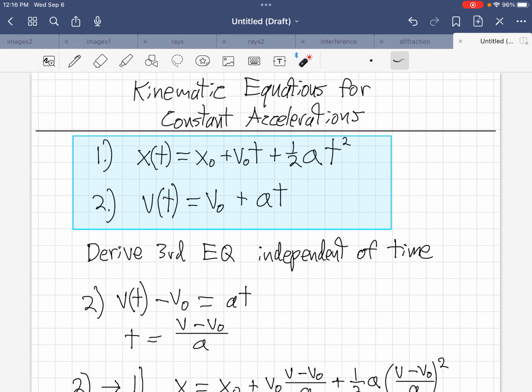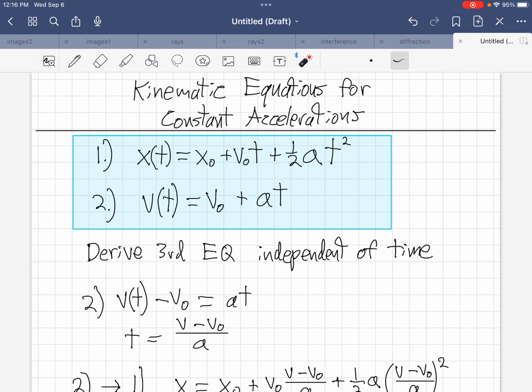Hey everybody, I wanted to provide you with a solution to the problem we were working on in class today with the circus performer shooting through the air and flying past our window. And I wanted to also review the kinematic equations again, so hopefully this will be a helpful video. Just pointing out that these kinematic equations we talked about are only for cases where the acceleration is constant.